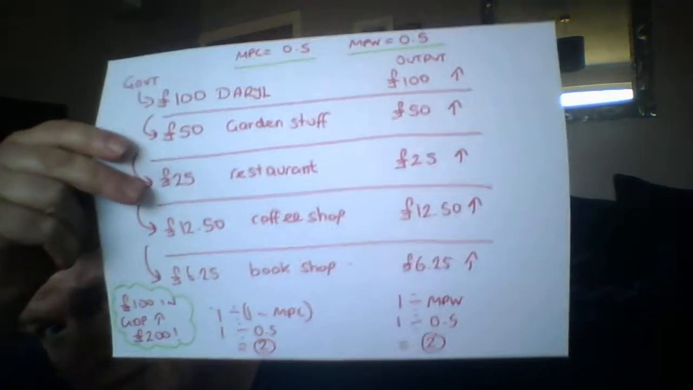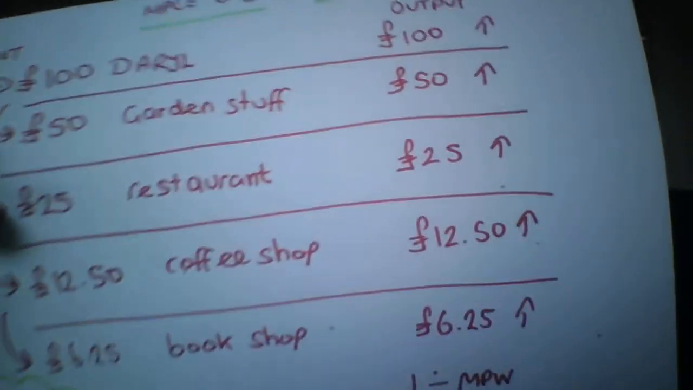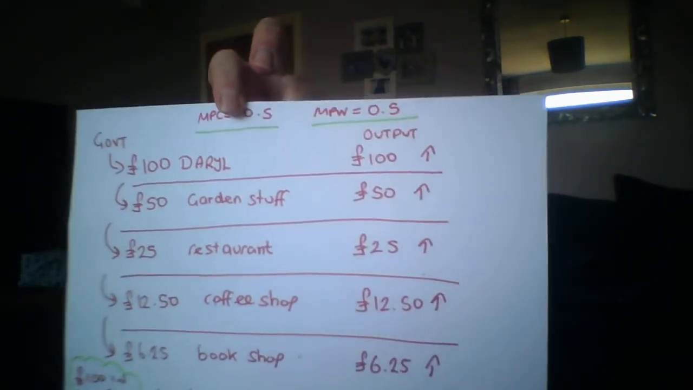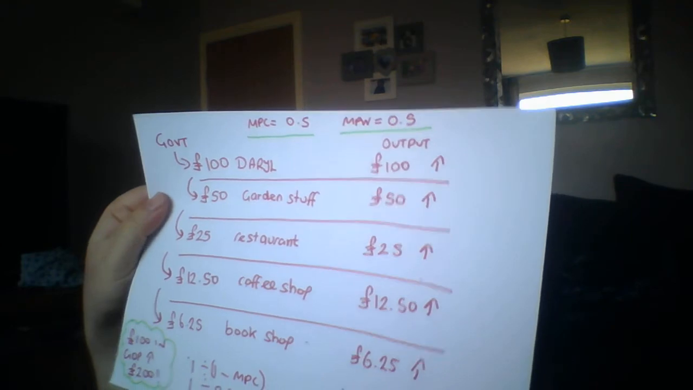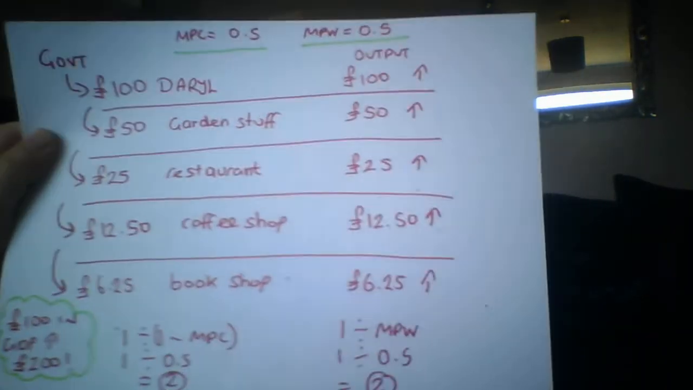Hi everyone, in this video what I want to do is to talk you through a numerical example of the multiplier effect. So to use this, I've got this piece of paper here. Okay, right guys, now if we're thinking then about the multiplier effect, we have to remember the formula to calculate it is 1 divided by 1 minus the MPC, or 1 divided by the MPW.